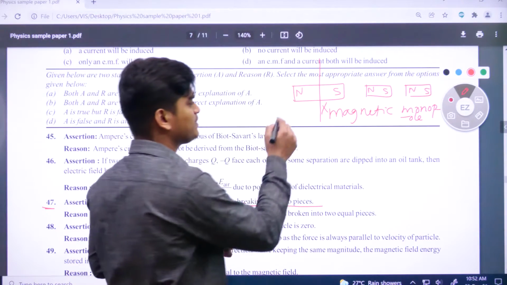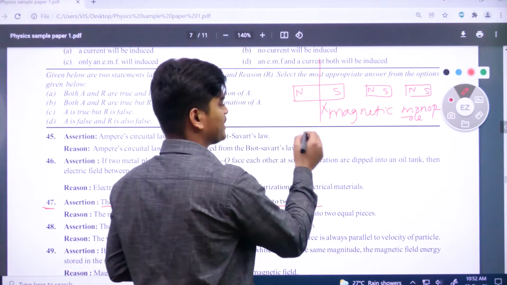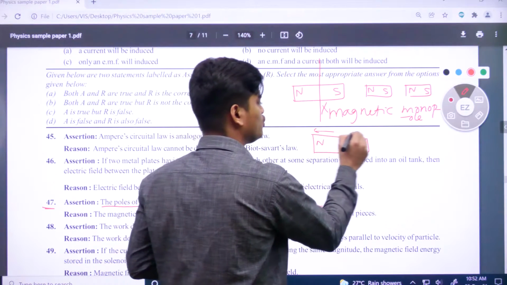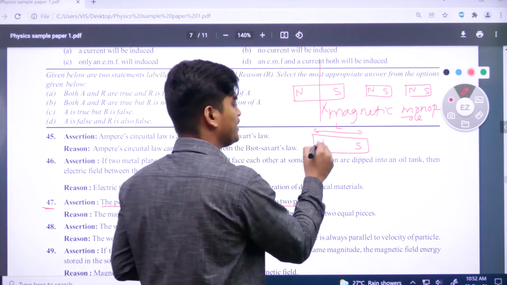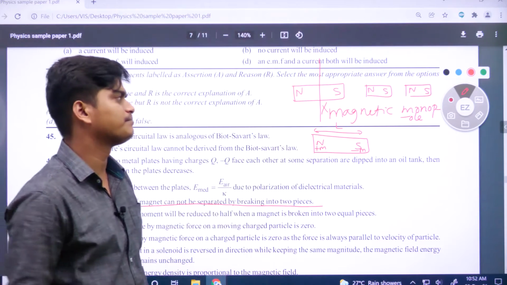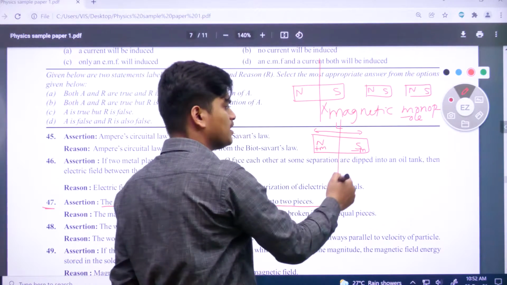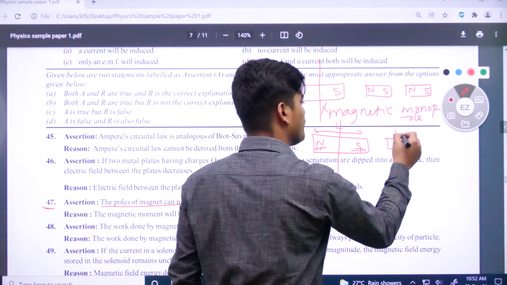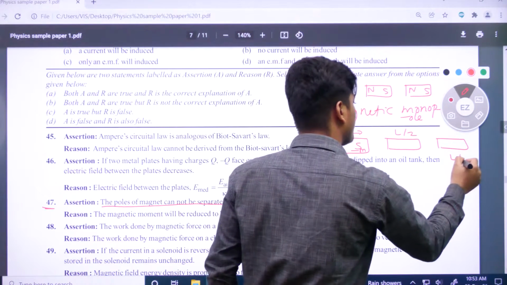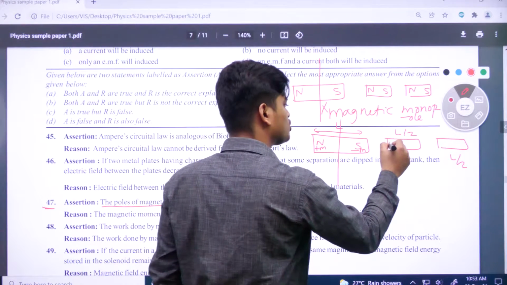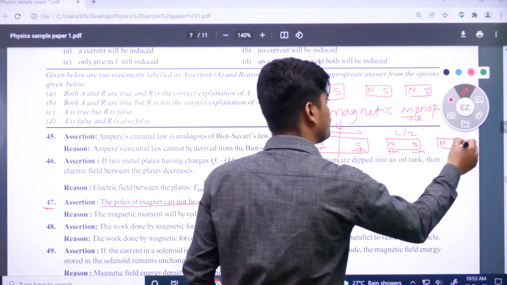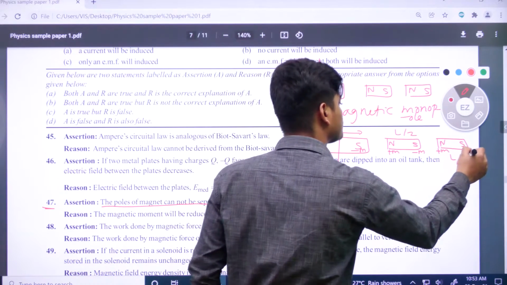Now suppose this is the magnet. For this magnet, let me take it again here: north pole, south pole. Here, from here to here the length is L, and one pole strength is plus M, the other pole strength is minus M. Now I will cut it from the middle. Now what will it become? Each length will become L by 2. Again this will be the north pole, this will be the south pole, again plus M and minus M, and again it will be north pole, south pole, plus M, minus M.